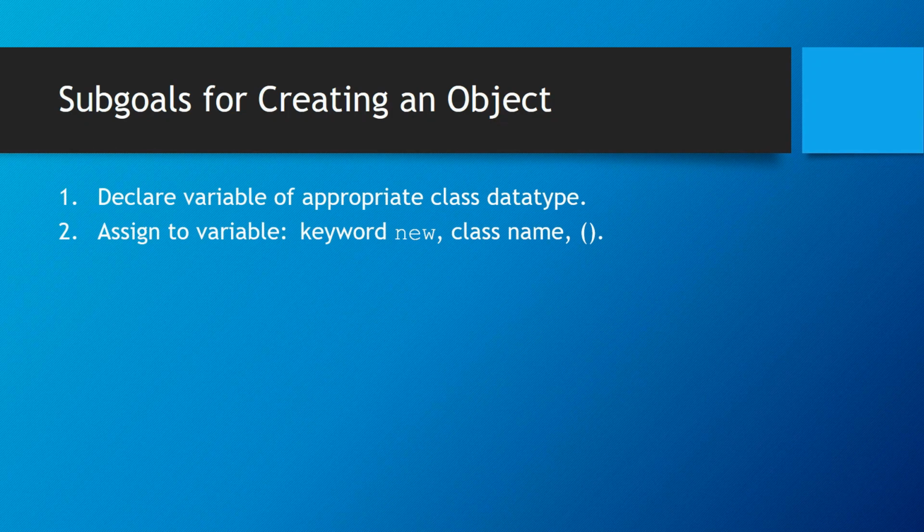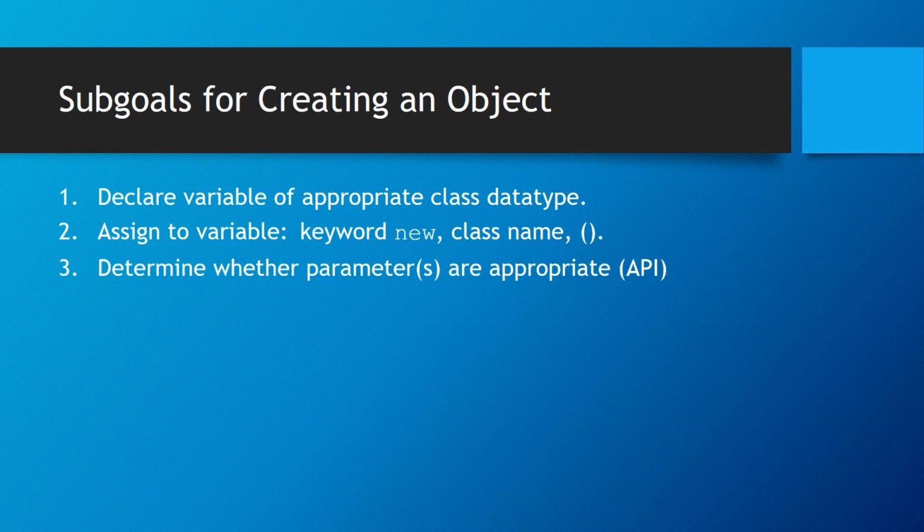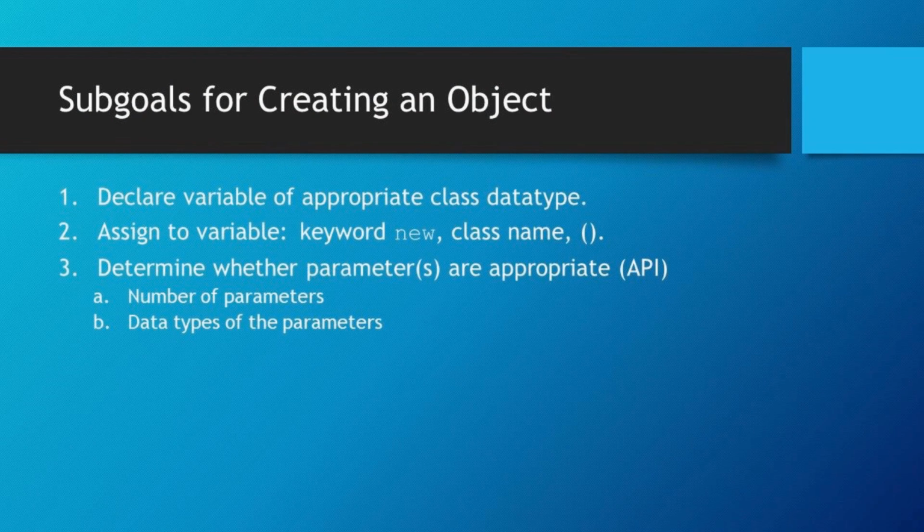The second subgoal is to assign to that variable the keyword new, followed by the class name, followed by parentheses. The third subgoal is to determine whether the parameters are appropriate by looking at the API, our Application Programming Interface. This has two parts. 1. What are the number of parameters? And 2. What are the data types of those parameters?